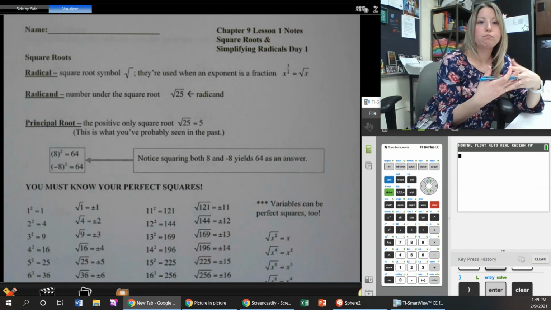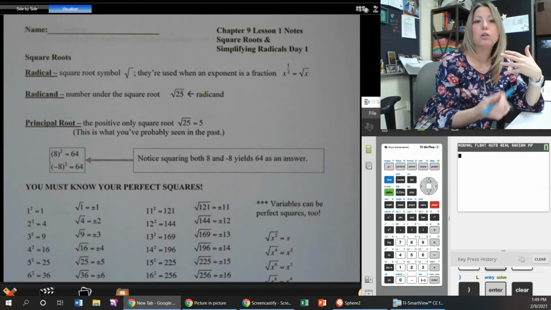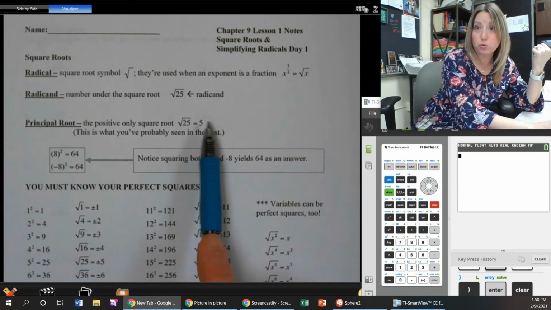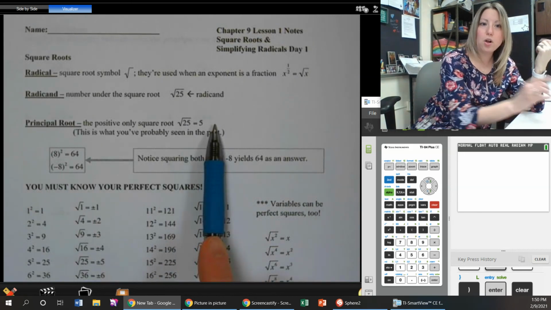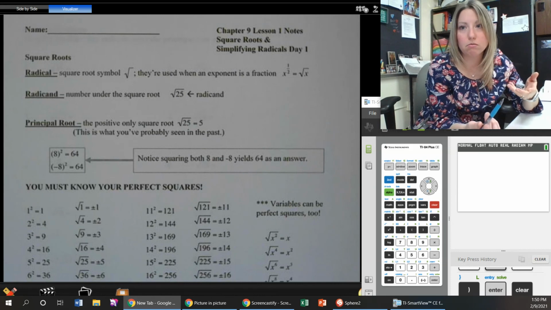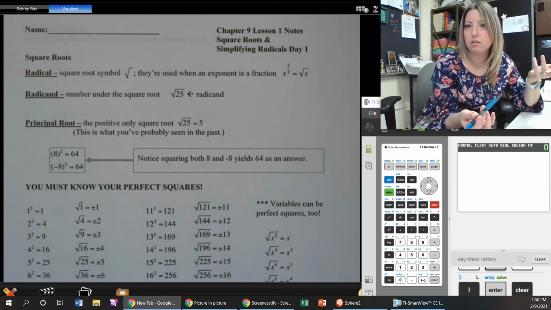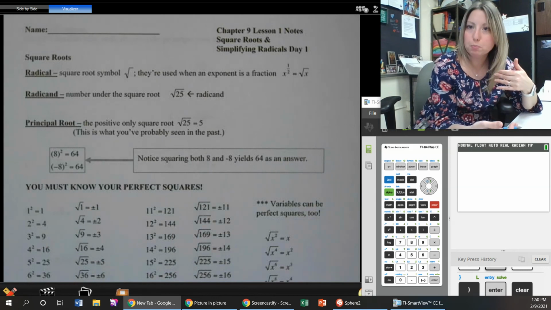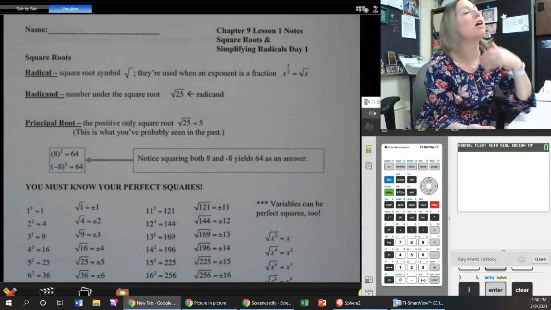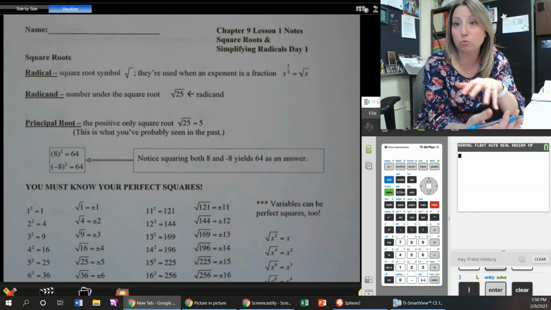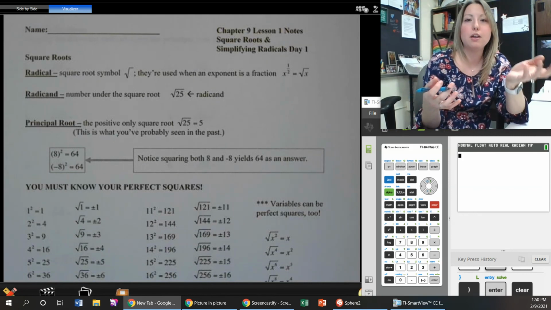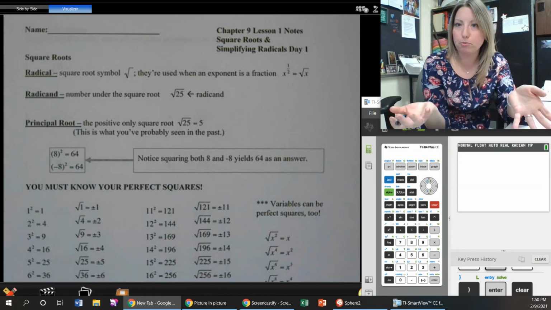Now, typically, we only deal with the principal root, which is when you take the square root of 25, you say 5. Well, actually, it's 5 and negative 5. But we mostly refer to the principal root, the positive root coming out of a radical, unless we are told otherwise. And that will be something that we address in this chapter, chapter 9, and in chapter 10.